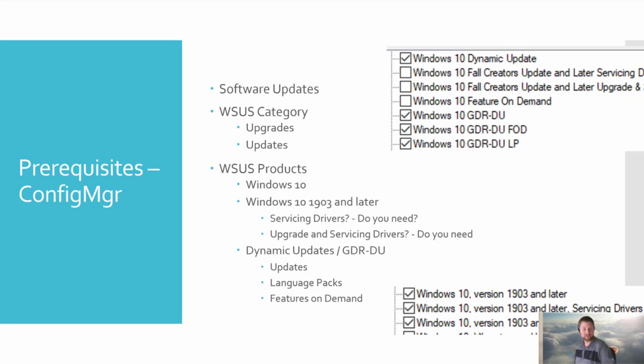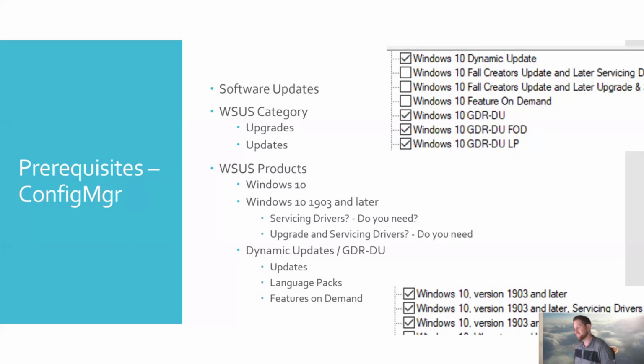Upgrades is where you're going to get your feature updates from, and updates are going to be where you get your regular Windows community updates and your dynamic updates. Some of the WSUS products that you're going to want to check, and maybe not check, are of course Windows 10, Windows 10 1903 and later. And I asked myself this question while I was doing this presentation: do you really need to check servicing drivers with Windows 1903 and later? Well, the answer is no, because they don't do anything.